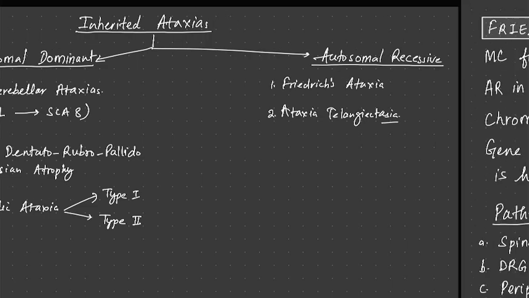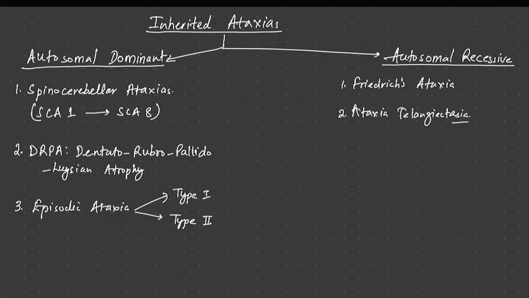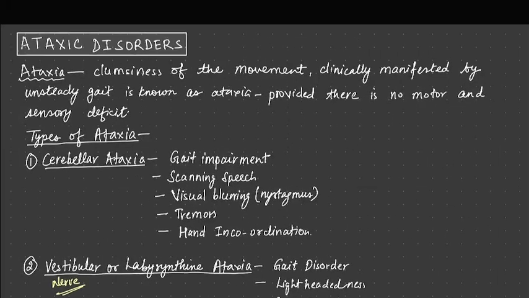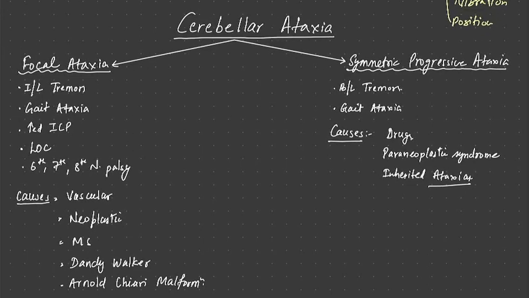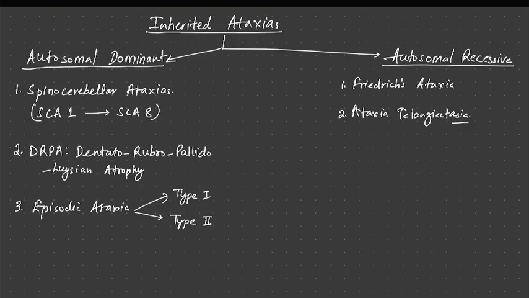So this is all about the inherited ataxias, right? Ataxic disorders, and then we have studied cerebellar ataxia, and in cerebellar ataxia we have further decoded the inherited ataxias. Why? Because these are the important ones. That is all about this video.